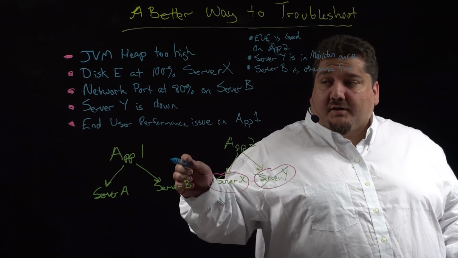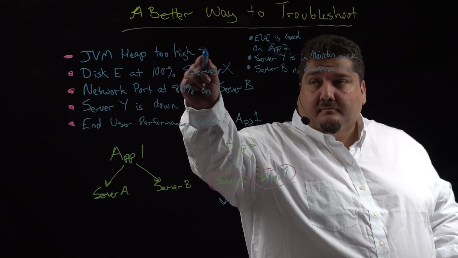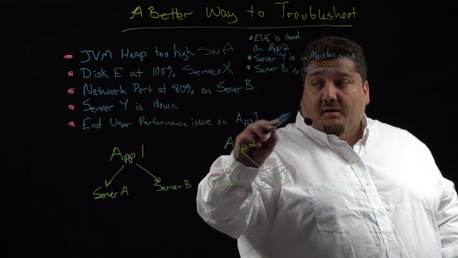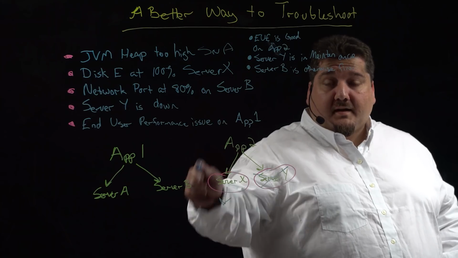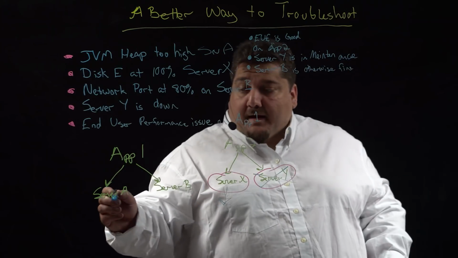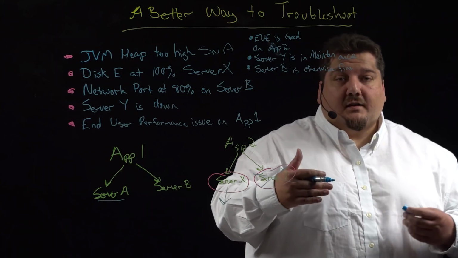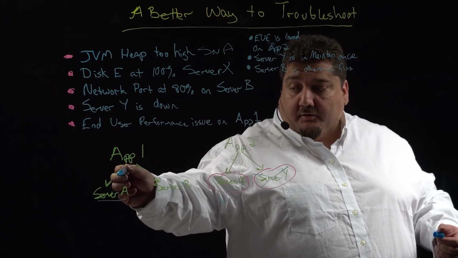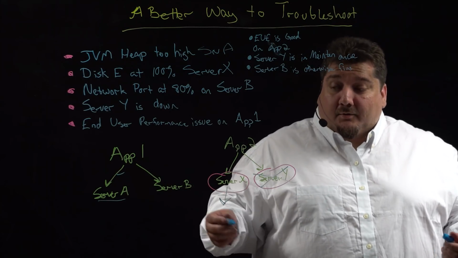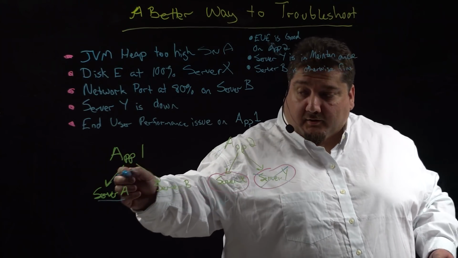But if we now see that the JVM heap is too high on server A, and with the exception of the network utilization on server B everything else is fine, it becomes pretty clear what happened. On server A, the JVM heap got too saturated, which caused a bottleneck, so customers could not be served on app 1. Server B then had to pick up all of the load. On server B, the choke point happened to be the network, which further impacted end user experience.